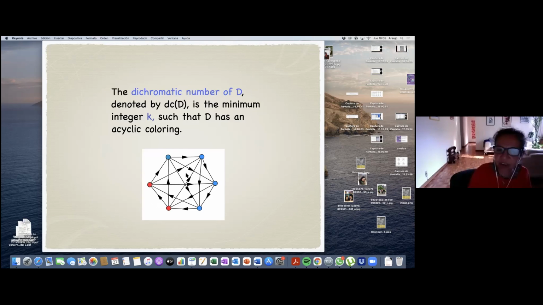And this is a natural generalization for the graphs for the chromatic number, because if you have a non-proper coloring, and you have an edge in a graph, you can have not this edge, you can have two arcs or a digon, a cycle of length 2 between these two vertices with the same color. And this is a natural generalization between chromatic number and dichromatic number for graphs.